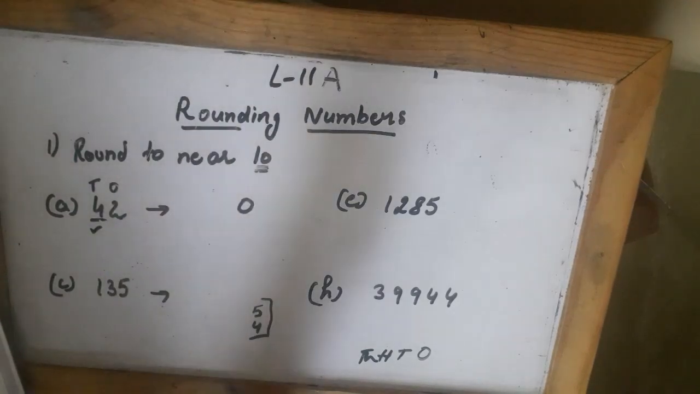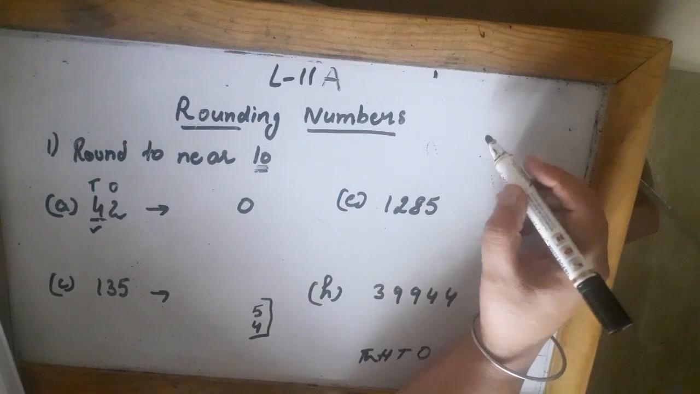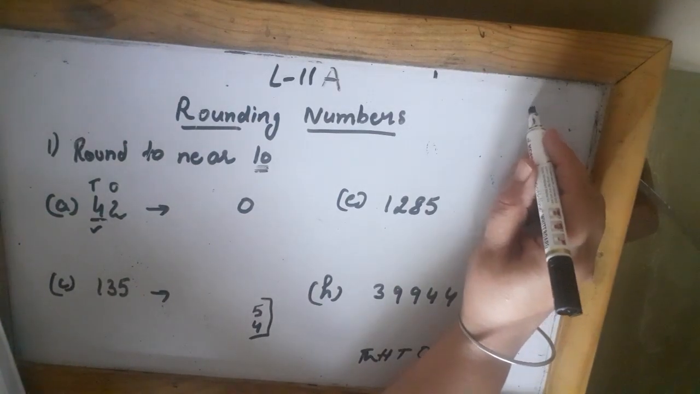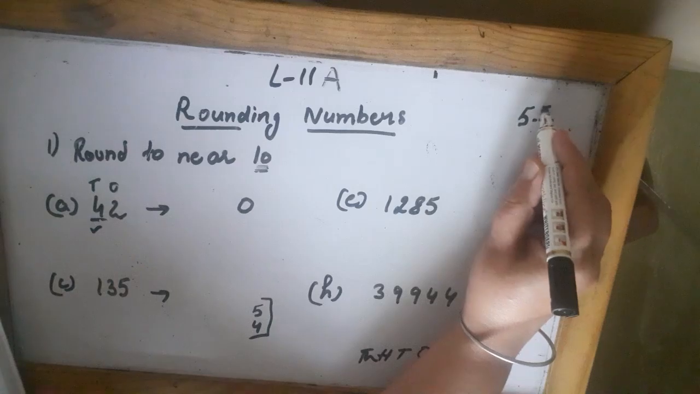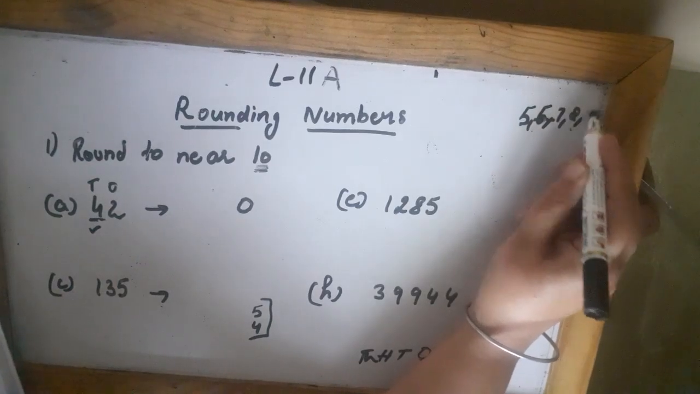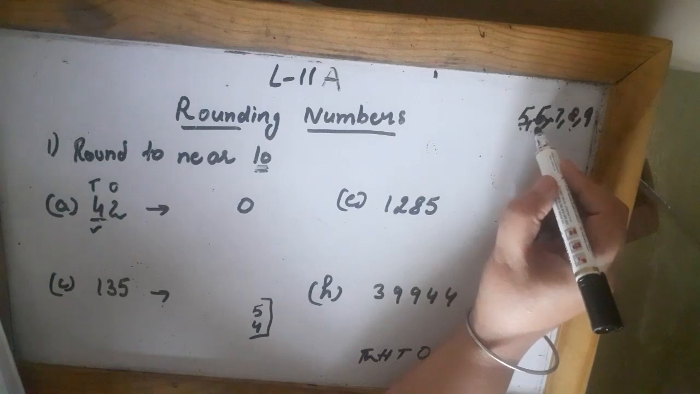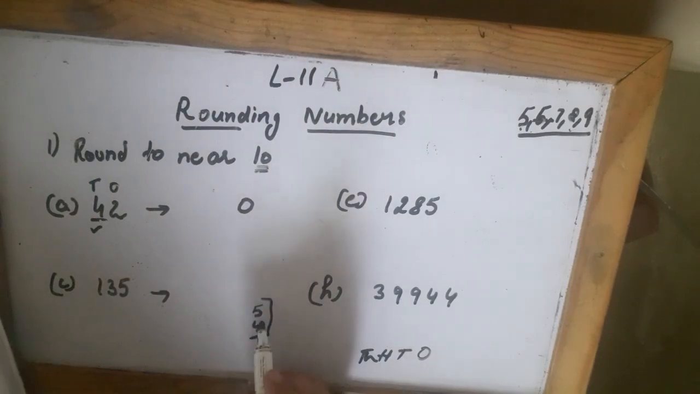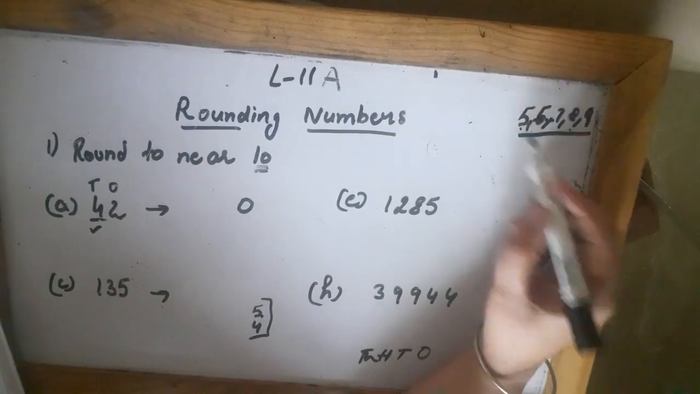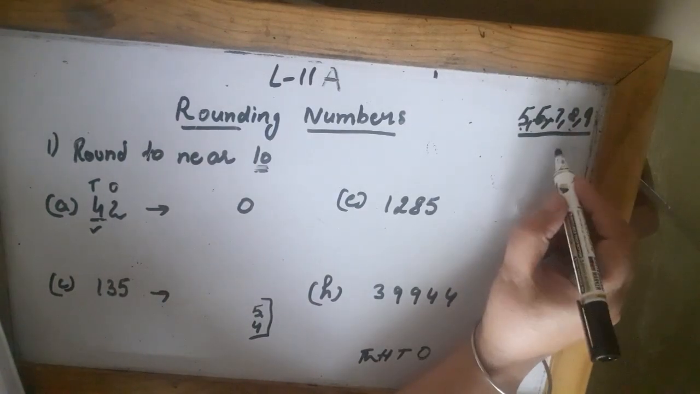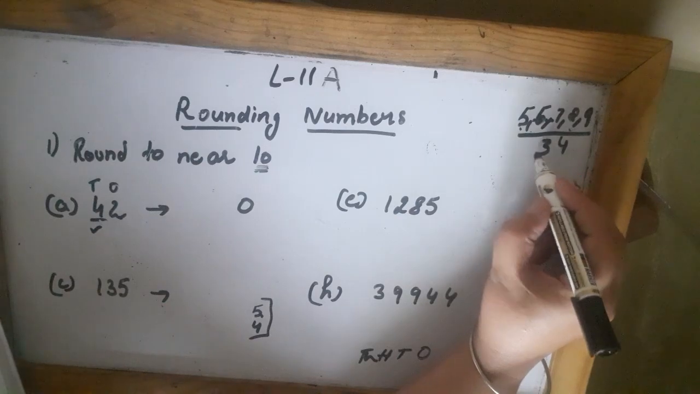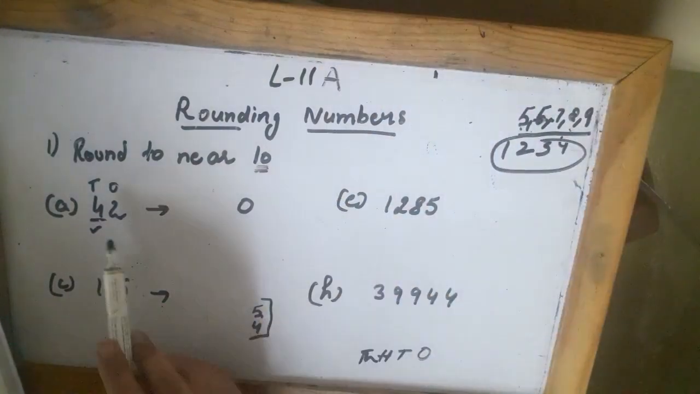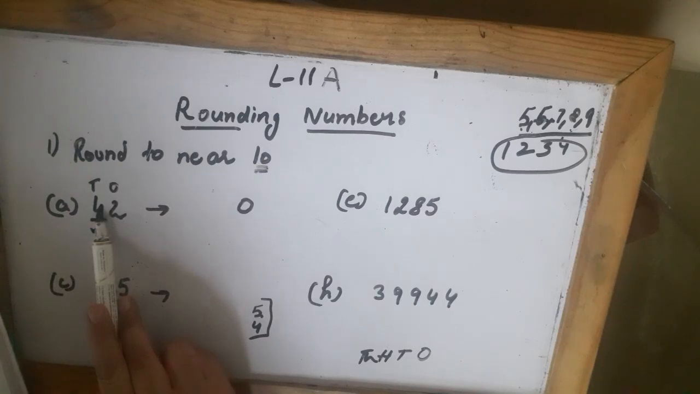This is 2. Now the rule is, if the next digit is 5 or more than 5, that is 5, 6, 7, 8, 9, then this digit will change to the next digit, like 4 will change to 5. But if the next digit is less than 5, like 4 or 3 or 2 or 1, then this digit will not change. This digit at the tens place will not change.